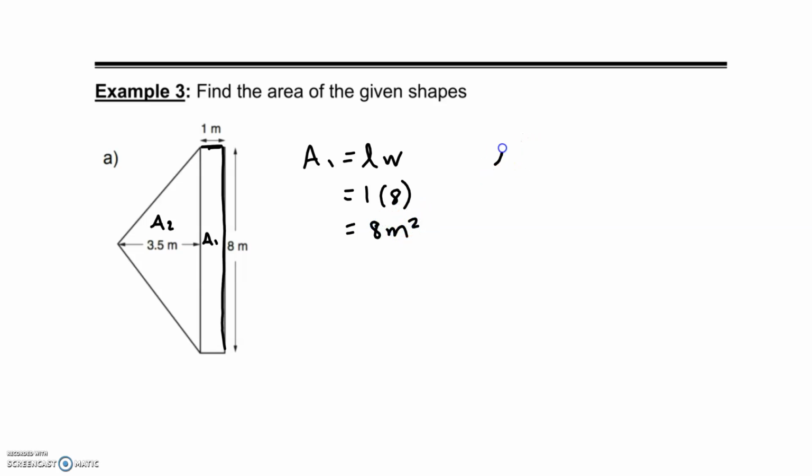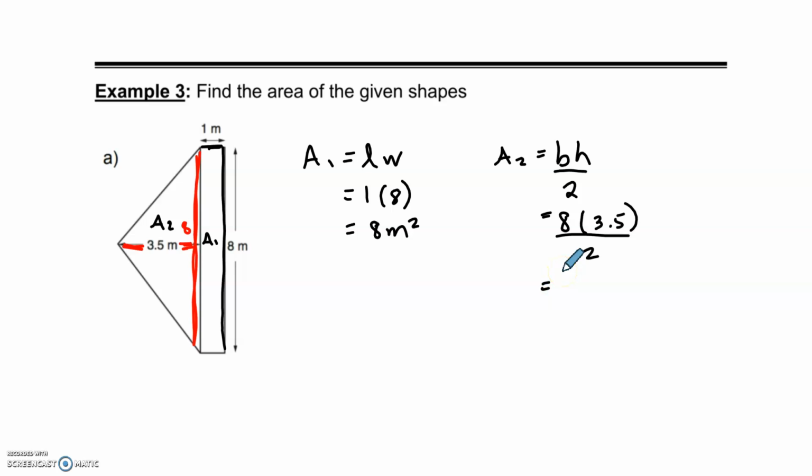Now let's do area 2. So for area 2, it's a triangle, so that formula is base times height divided by 2. My base is this length here, and my height would be this dimension. So I can see my height is 3.5, and my base is the same as this 8 here, so we know that would be 8 as well. Okay, let's sub that in. So that's going to be 8 times 3.5 divided by 2.